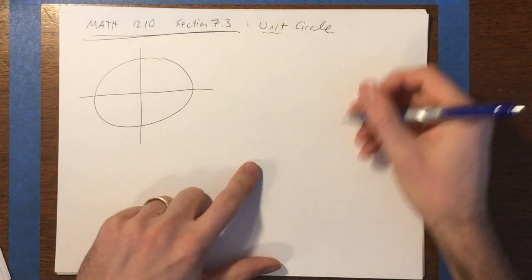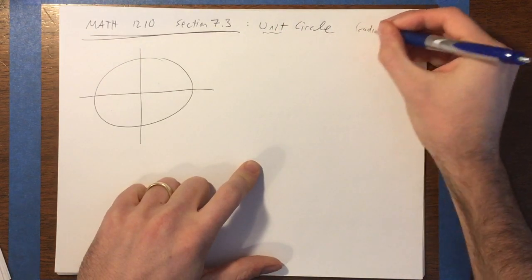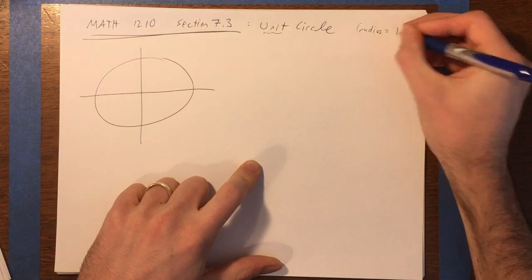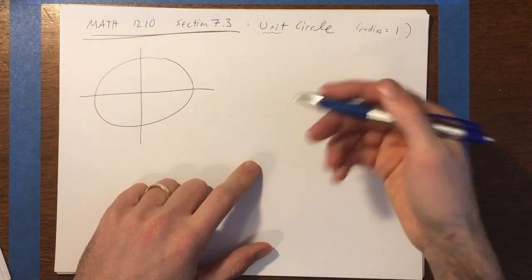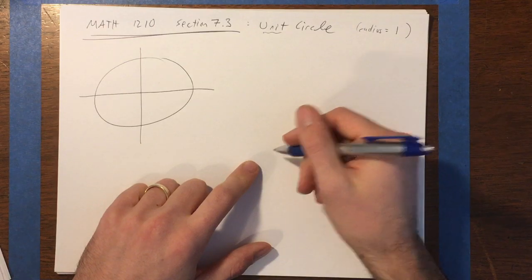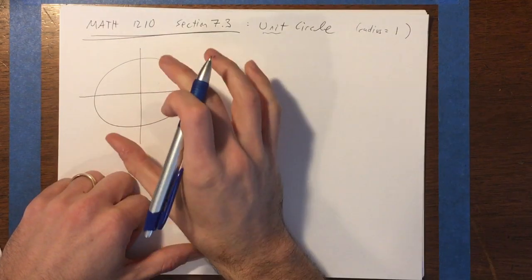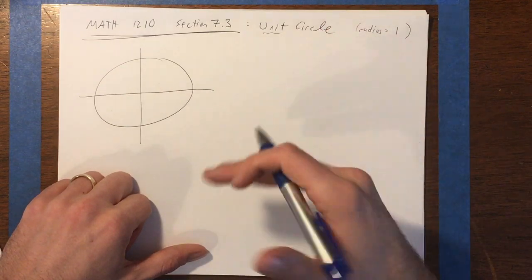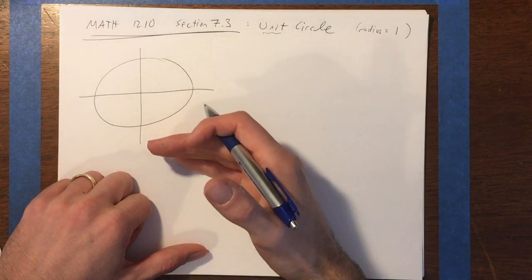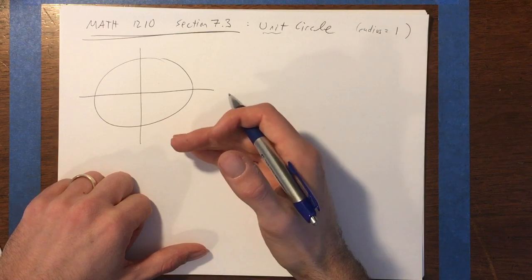A unit circle is a circle with radius equal to 1 unit. The word unit in this case refers to 1 unit, and that's the radius of the circle. So if this is a unit circle, in particular, usually when you say a unit circle, it refers to a circle centered at the origin with radius equal to 1.